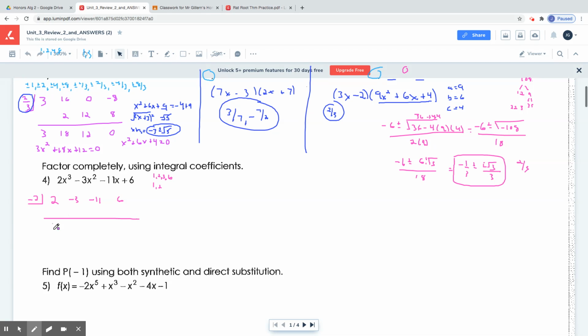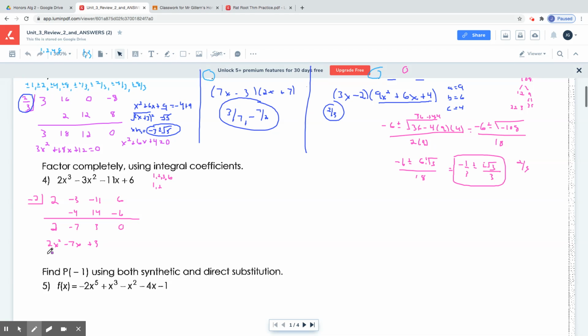So I do synthetic, bring down the 2. 2 times -2 is -4. This is -7. -7 times -2 is 14, plus 3. -6, 0. Perfect, right? So that works, which means I then am left with 2x squared minus 7x plus 3.